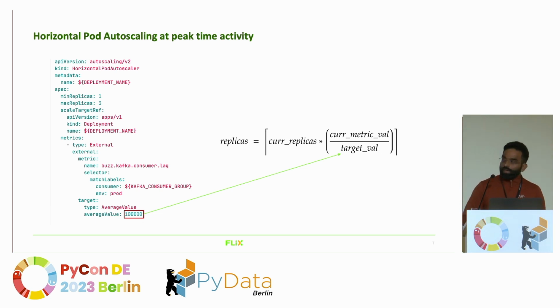So here you can be as aggressive as possible. Maybe you don't want 1 million, maybe you want really, really fresh data. So you can just say a very low number here. And here, the number of replicas are calculated using this formula.